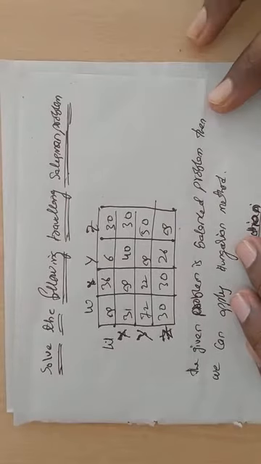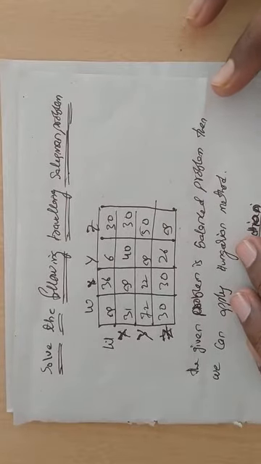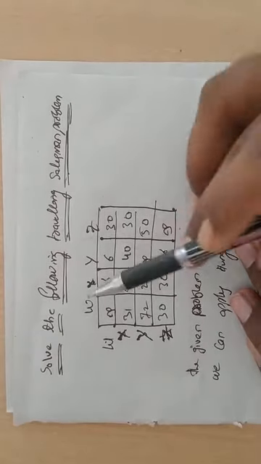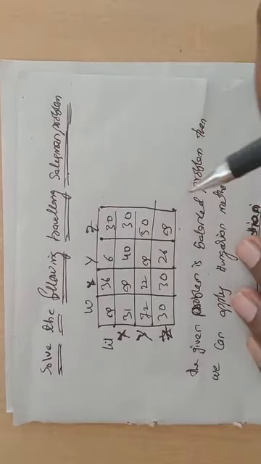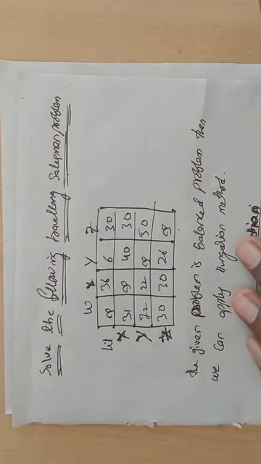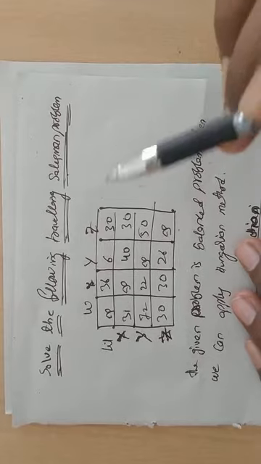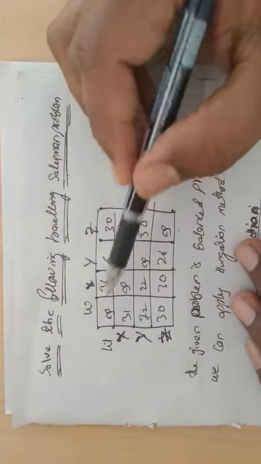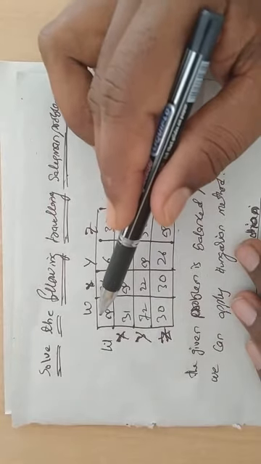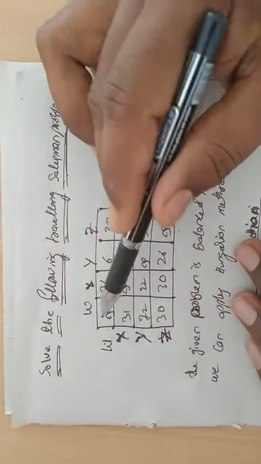Hi students, now we have to discuss one more method in the assignment problem, that is the traveling salesman method. Before going to solve the problem, first we have to discuss that in the problem, you have to observe the diagonal of the problem, that is infinity.